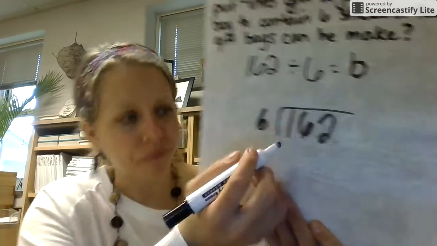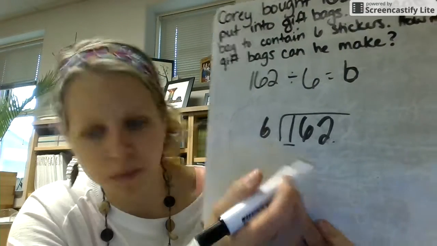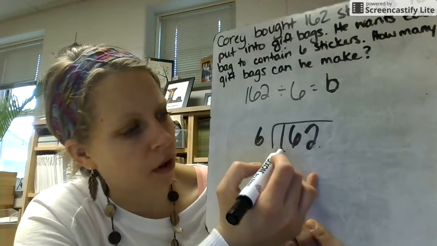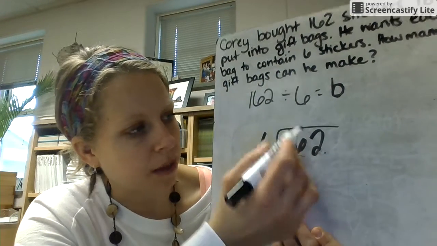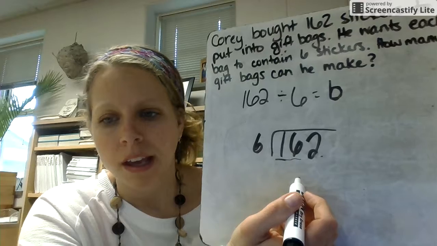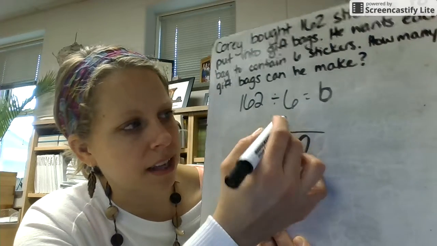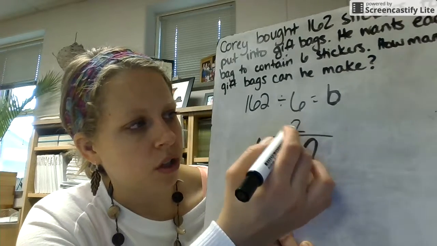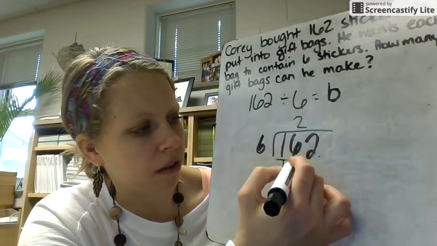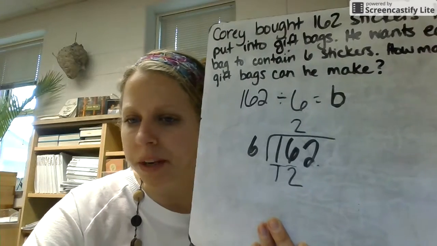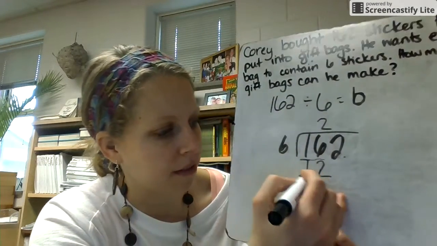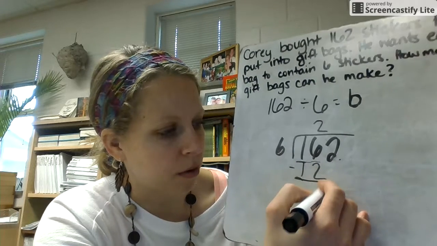And again, we're looking at 1 divided by 6, which is not going to be a whole number. So we're going to go all the way over to the tens place. I'm going to stay in that tens place up here. 16 divided by 6 is 2. 2 times 6 is 12. It's not perfect, but it doesn't have to be because we have time to subtract and bring down.